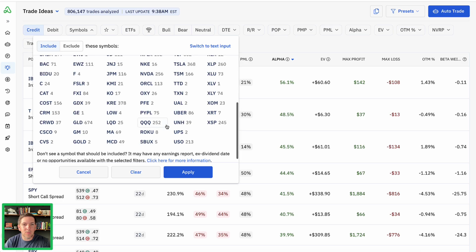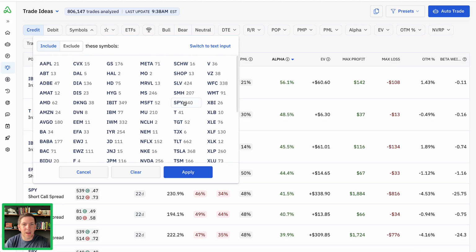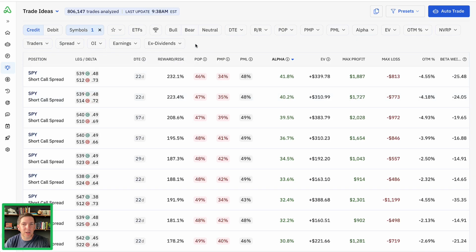So we'll go here to open up the ticker selection here, and then we'll go to SPY, which is here. So currently there are 340 trade ideas in SPY, but let's start to filter this down for trades that make sense for us. So we'll use SPY.